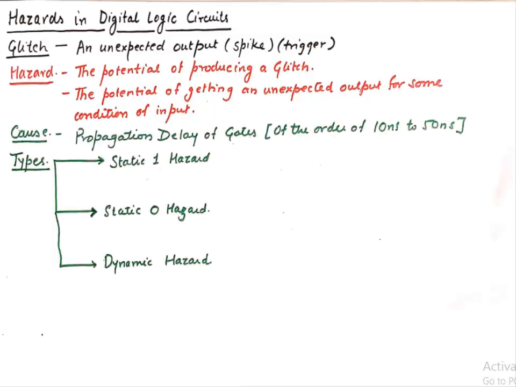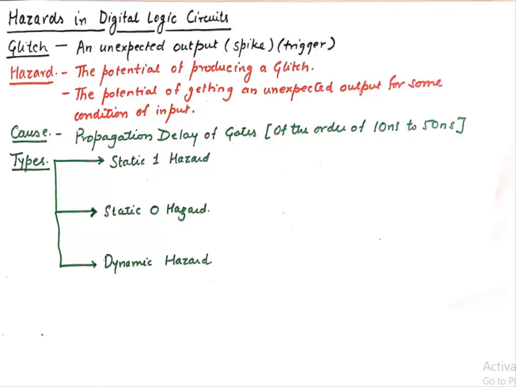The main cause of a glitch or a hazard is the propagation delay of gates, and there is a specific combination of inputs for which we might get a glitch at the output. We'll discuss that in super detail. So we simply need to understand that the cause of a glitch or a hazard is the propagation delay of gates, and we'll understand that with lots of examples in this video. And we know the propagation delay of gates is of the order of nanoseconds, from some 10 nanoseconds to 50 nanoseconds depending upon whether they are TTL based or CMOS based.